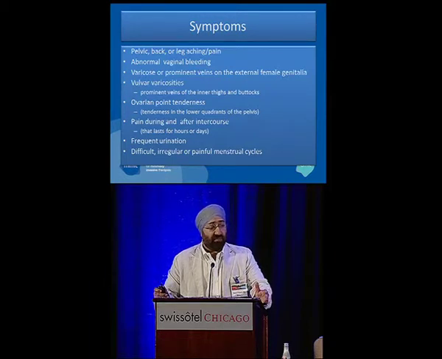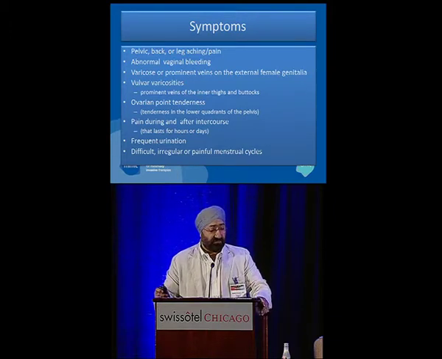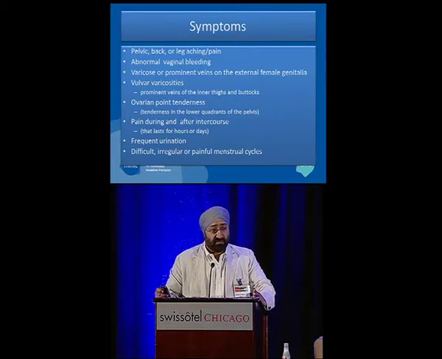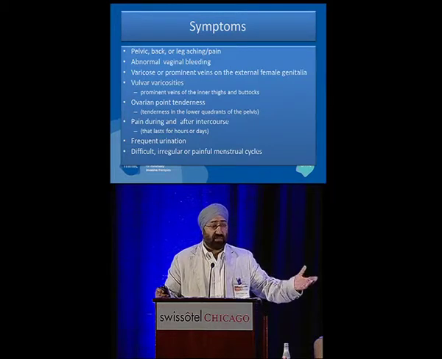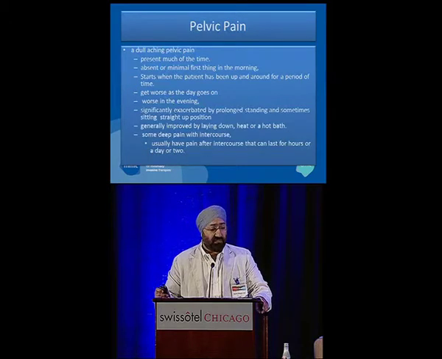And on examination, they may have ovarian point tenderness, but then they're misdiagnosed as having a PID or something else going on. Frequent urination, but then that's diagnosed more as a UTI as well. So it becomes very difficult when they have difficult menstrual cycles. They start the workup down the pathway of fibroids and different things that go on as well.